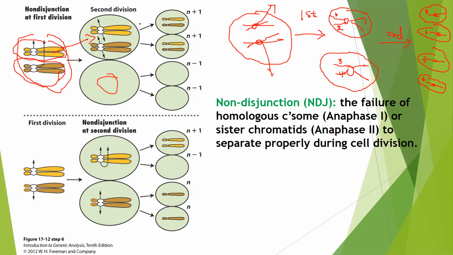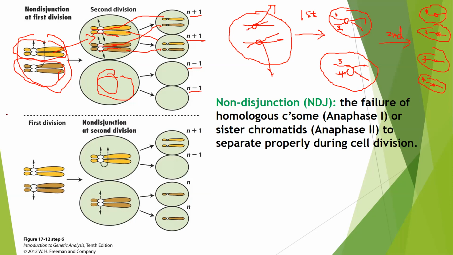correctly, right? But in the second division, this one and this one will separate. So this one goes here, and this one goes here. This one goes here. But nothing happened here. There's no such chromosome in this cell, right? So you're going to see the n+1 gametes for this one, n+1 for this one, but this is n-1 because one chromosome is missing for these two gametes.